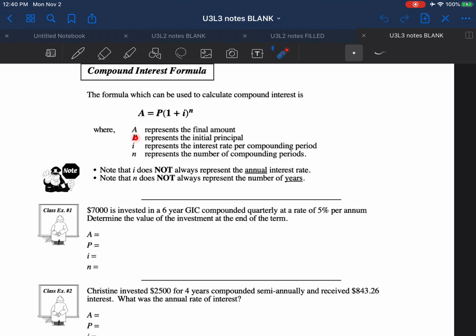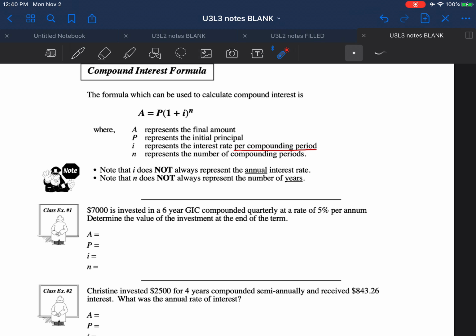Okay, here are the letters in the formula, and then what those represent. A is your final amount. P is the principal, which is the beginning amount, the initial deposit or whatever amount you start with. I is the interest rate per compounding period. That could be a yearly rate, a monthly rate, a quarterly rate, or a daily rate, but the key thing to distinguish is that it's the interest rate per compounding period. It's not always yearly.